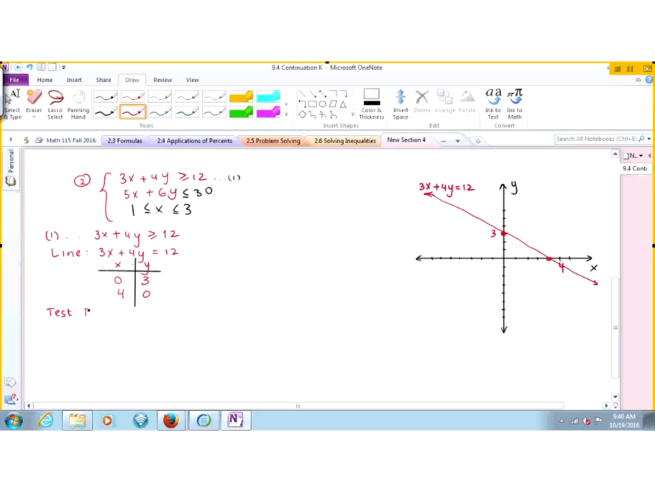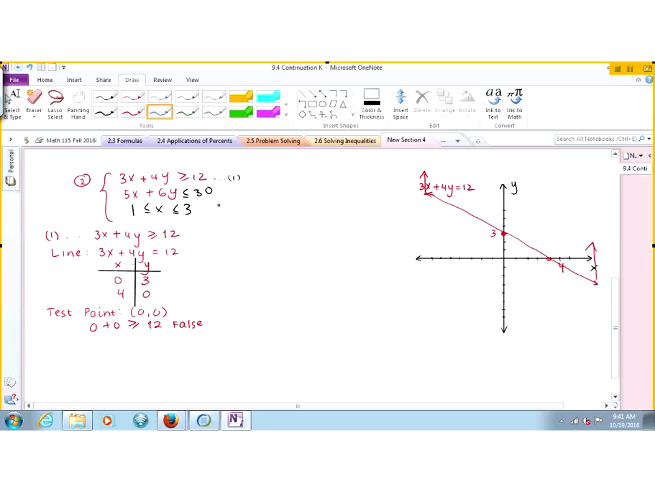Now, test points. This is not horizontal or vertical, so we need test points. So what is the test point? 0, 0. It's not on the line. So is it true or false? False. If you already know it's false, you don't even have to write the test point down, right? But since this is your notes, let me write it. So 0 plus 0 is greater than or equal to 12, and we know it is false. So we choose which area, the top or the bottom? The top, yes. Good.